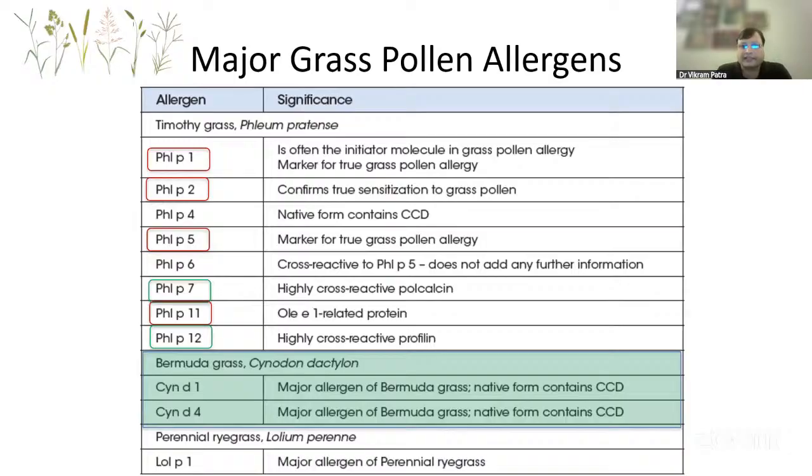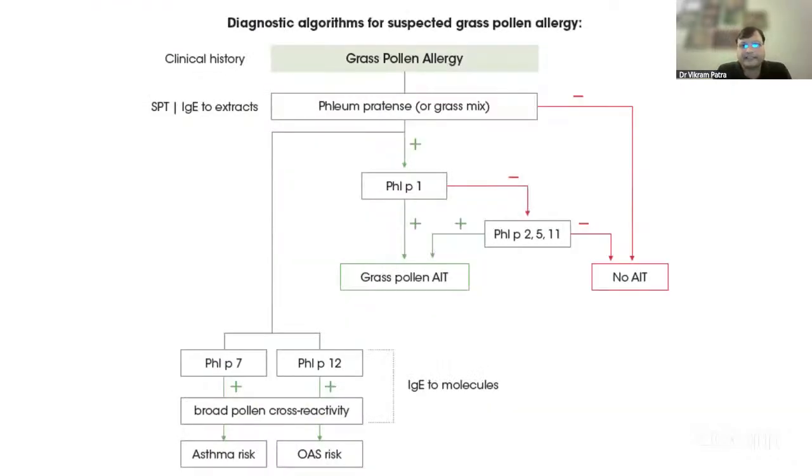Now coming to grass pollen allergens, unfortunately we don't get Timothy grass over here. This is from the temperate zone, but in our tropical country, Cynodon is the major allergen, and Cyn d 1 and Cyn d 4 are tested. Now for a diagnostic algorithm for grass pollen, if Phl p 1 is there, then you should go for AIT. If Phl p 1 is negative, but other major allergens from Timothy are present, then also you should start grass pollen AIT. But if these are negative, then no AIT, despite your SPT and IgE showing positivity.